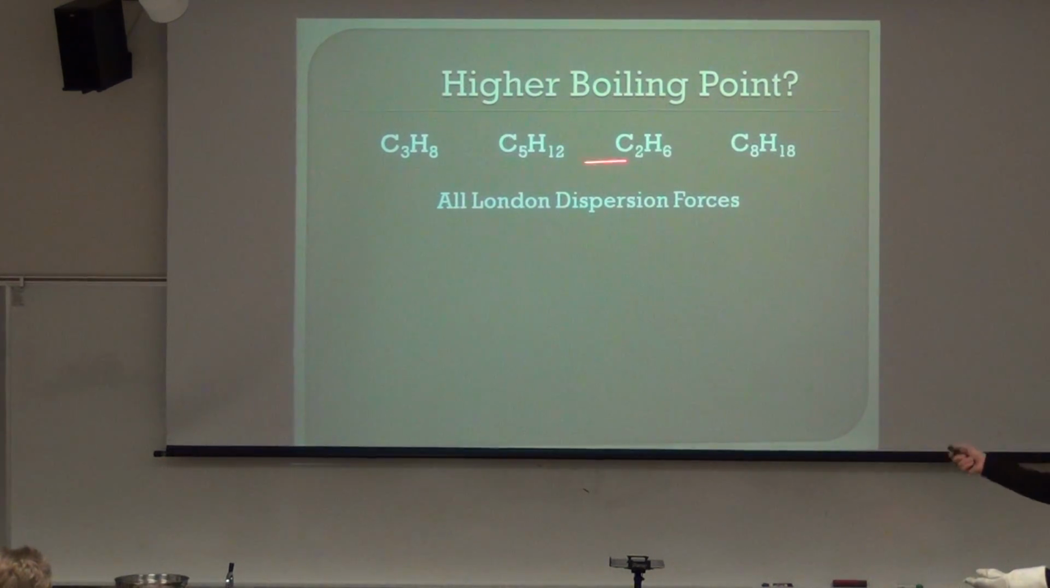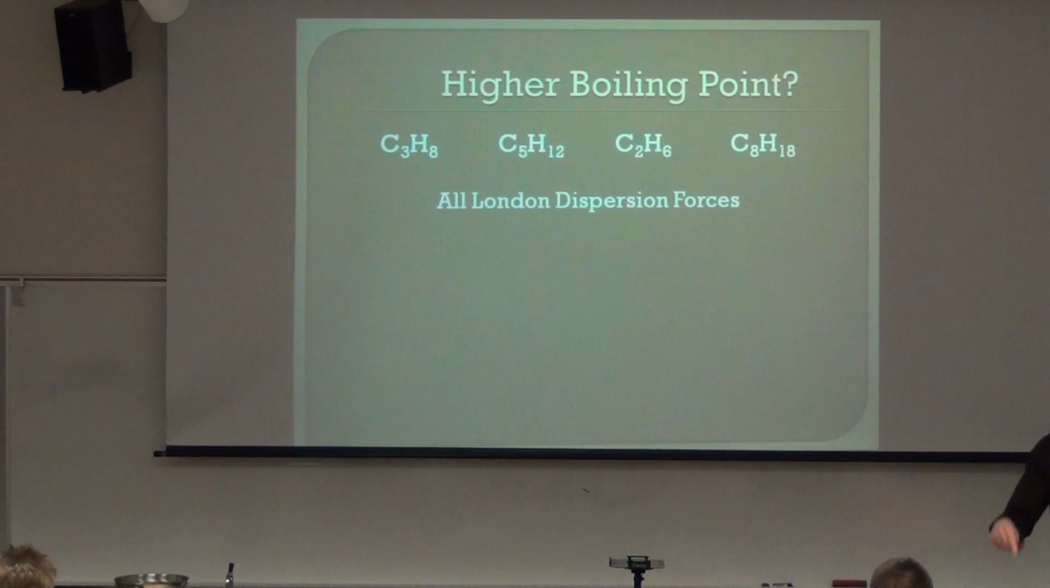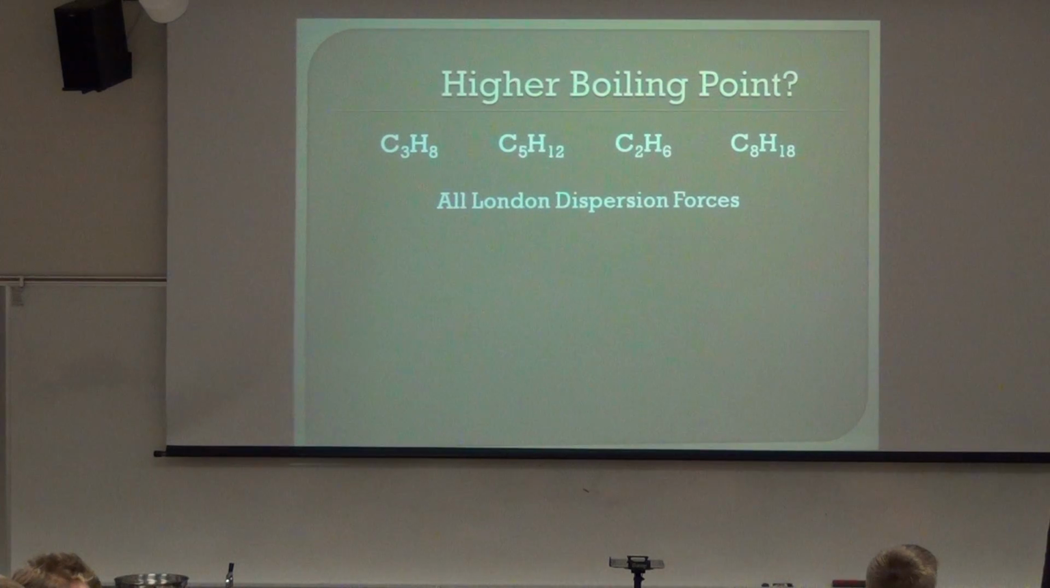So, just looking at this, you don't even need to have it all drawn out for structure. Which one has the higher boiling point, which means I'm looking for the strongest IMF, which means I'm looking for the largest molecule. So the answer is C8H18. Yes, Kevin? If you're looking for the largest molecule, then why was krypton bigger than neon?